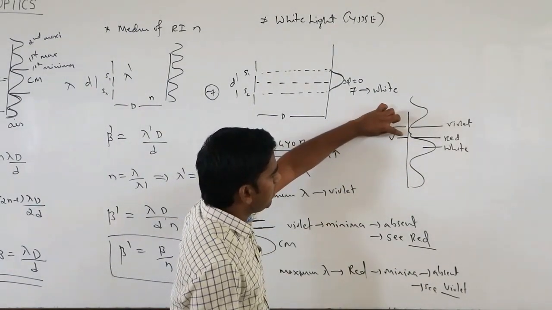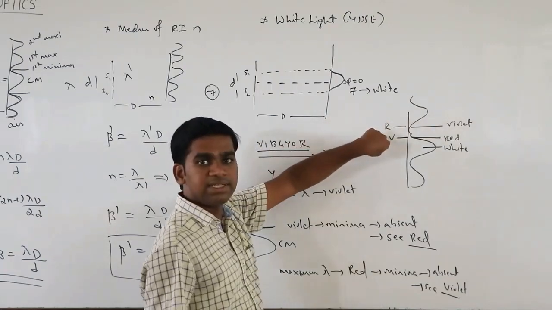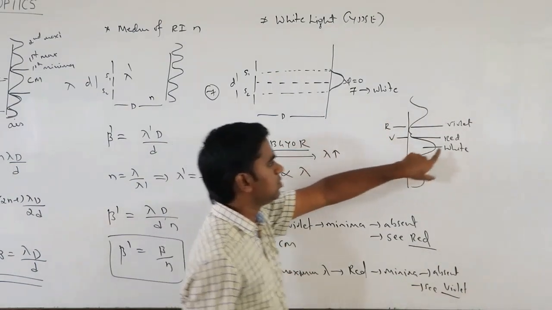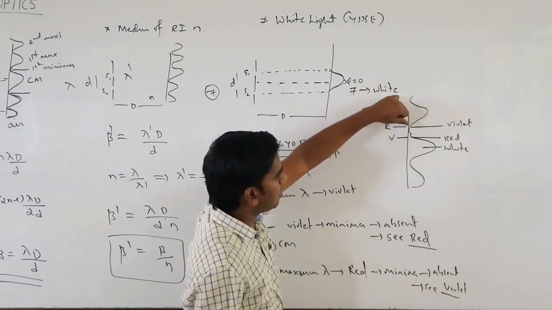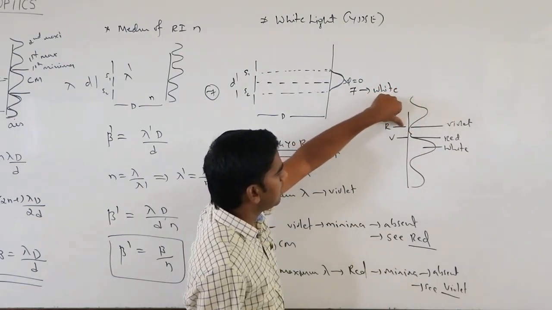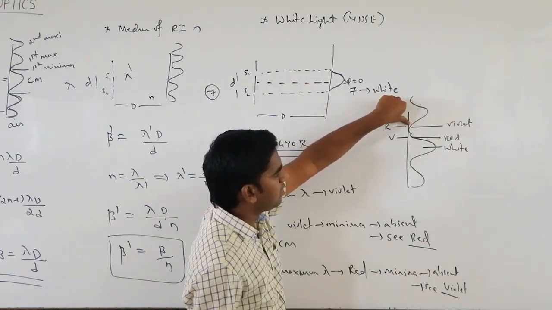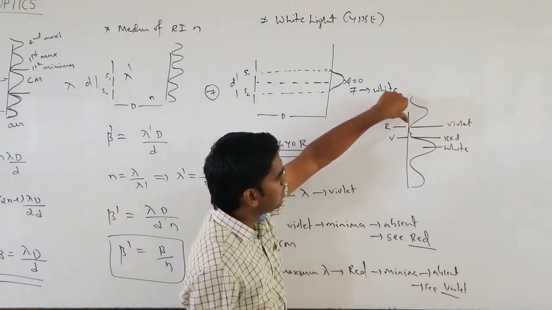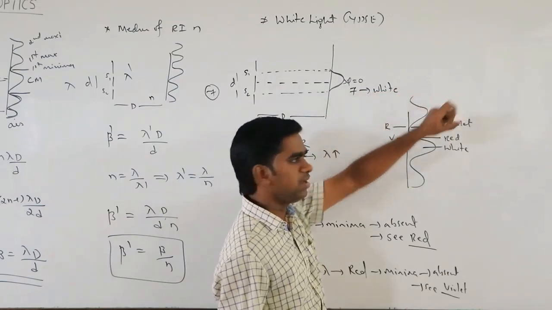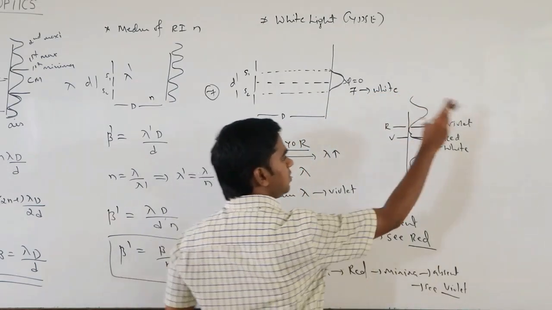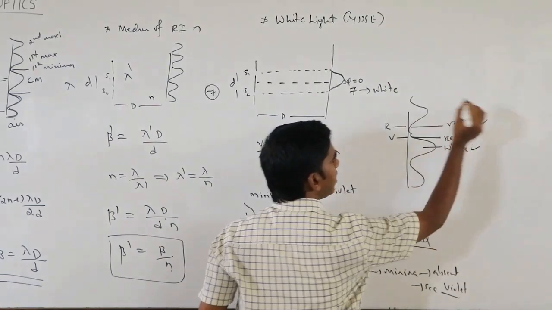After white light, you will get the minima of violet. Since it is minima, that color you can't see, so you will see the red color. After that, what will happen? Other colors will come. I will take the maximum wavelength. Red color will come here. Red color is the minimum, so you can't see red, but you can see the violet. So if they ask which colors you will see, these are the colors you can see.